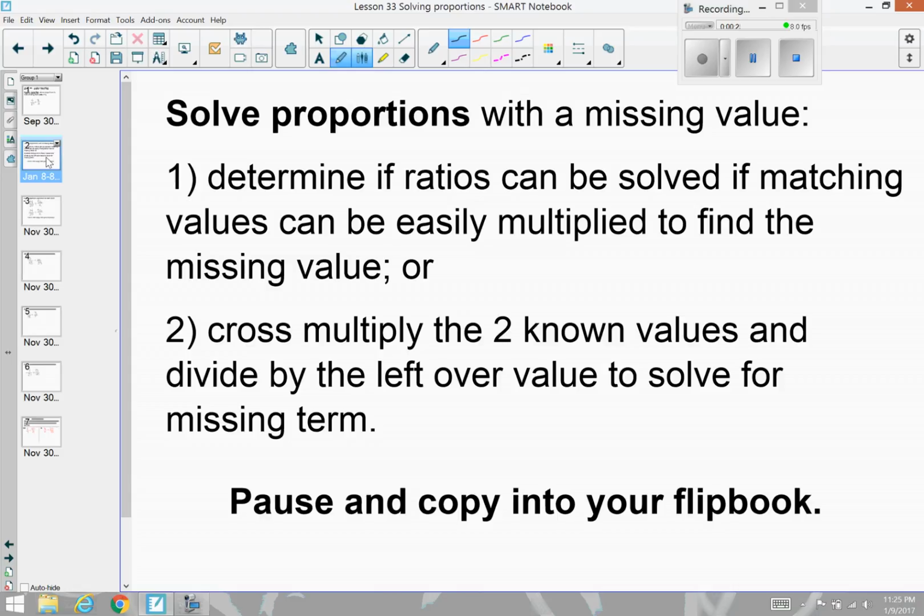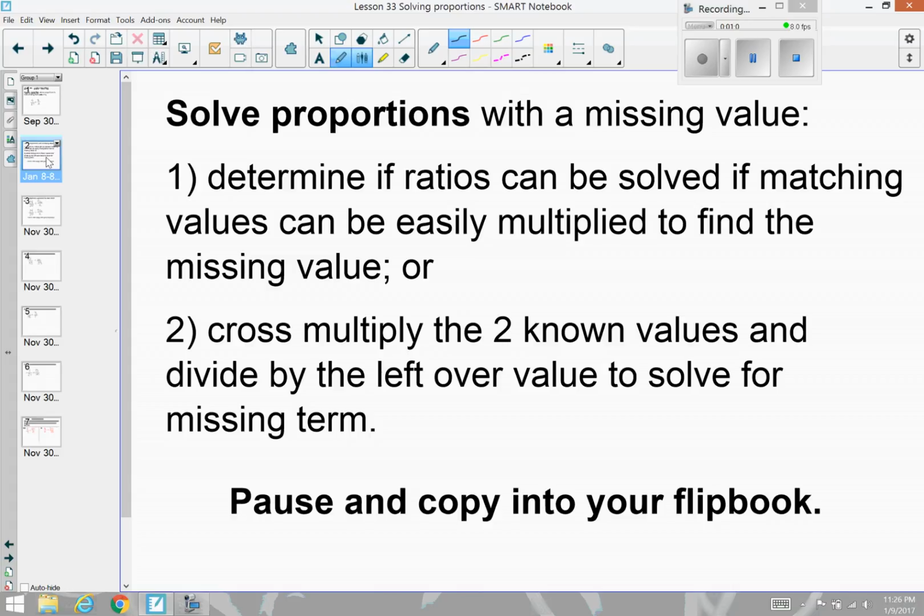When we solve proportions with a missing value, there are several different ways that we can do so. I'm showing you the two most common ways to solve them, but there are always more ways. In the first method, you can determine if the ratios can be solved if the matching values that are shown can easily be multiplied to find the other missing value. Basically, we're looking to see if there is a common denominator or a common numerator that can be used.